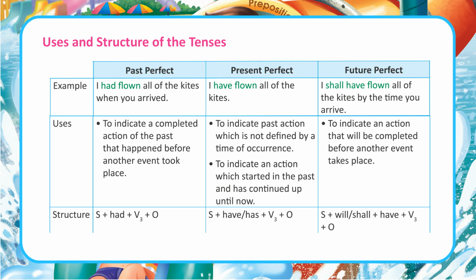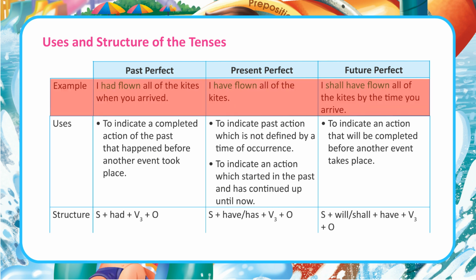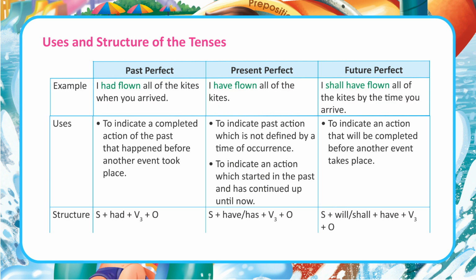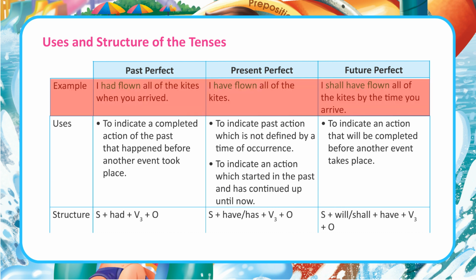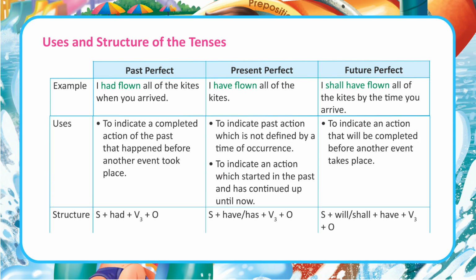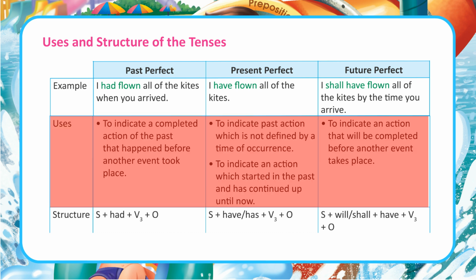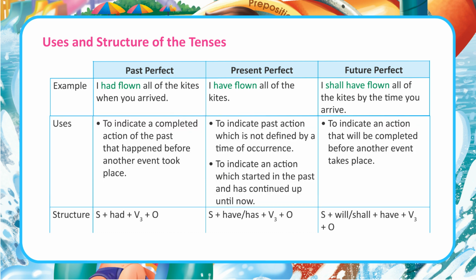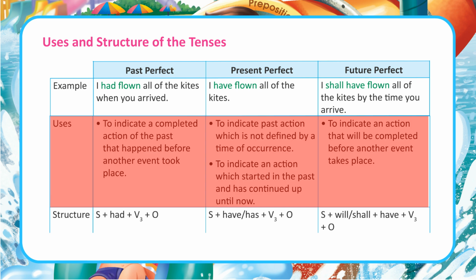Past perfect, present perfect, future perfect. Example: I had flown all of the kites when you arrived. I have flown all of the kites. I shall have flown all of the kites by the time you arrive. Uses: to indicate a completed action of the past that happened before another event took place.